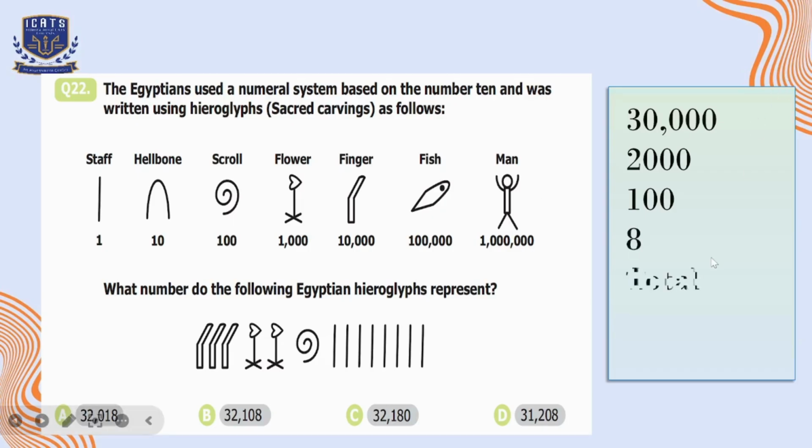When we add the values, the total is equal to 32,108. As there is no tens value, we are not going to write anything at the tens place. So option B is the correct option here.